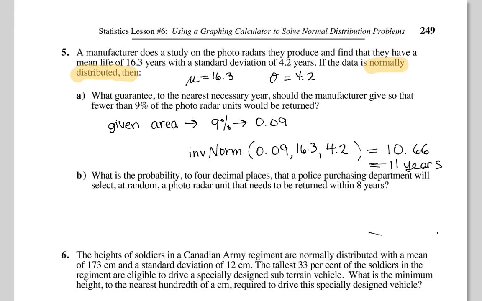And I just checked the answer book, so not 11 years. They want you to round down to 10 years. Round down, because the 9% doesn't actually make the 11th year. So they want you to round down.